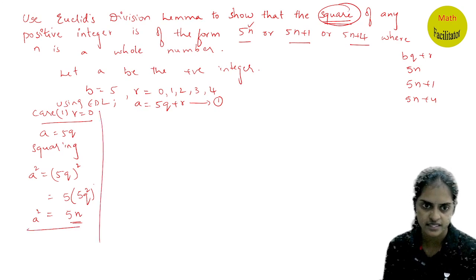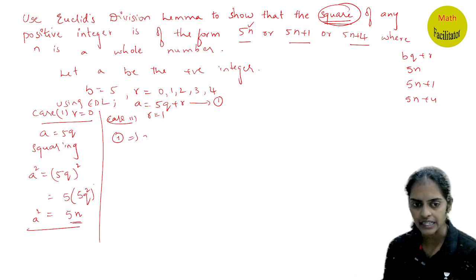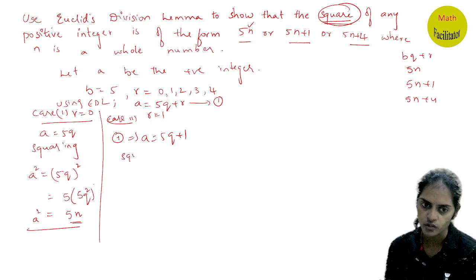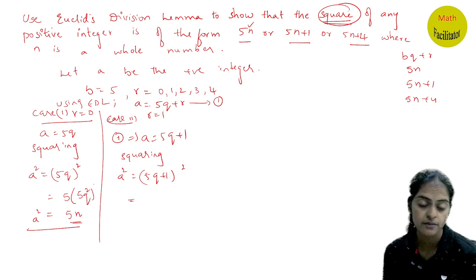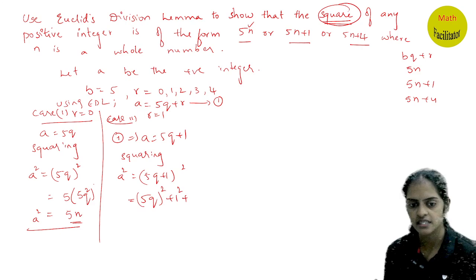Okay, so let us take case 2. Case 2, r equal to 1. So first equation will be a is equal to 5 cube plus 1. Now what we have to do, you have to square. Squaring on both the sides, a square equal to 5 cube plus 1 whole square. So that is a plus b whole square formula, a square plus b square plus 2 into a into b.